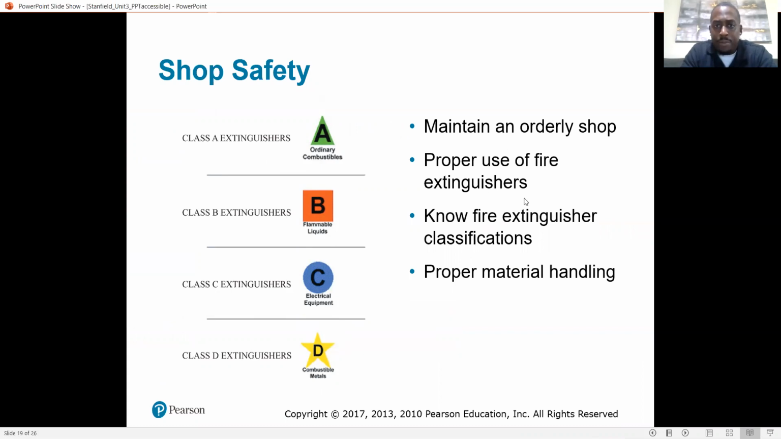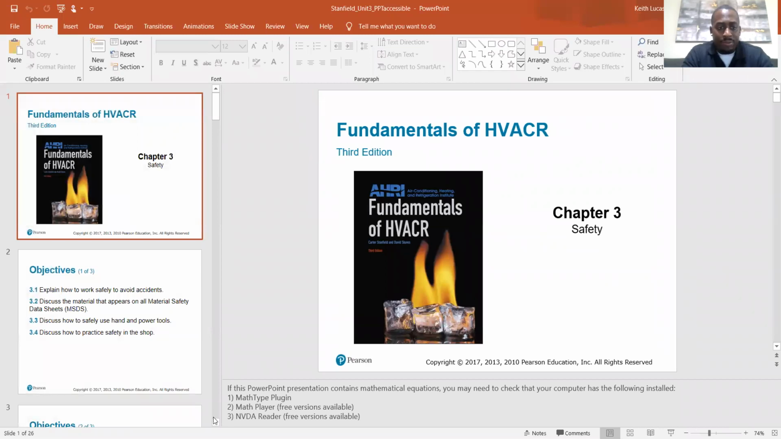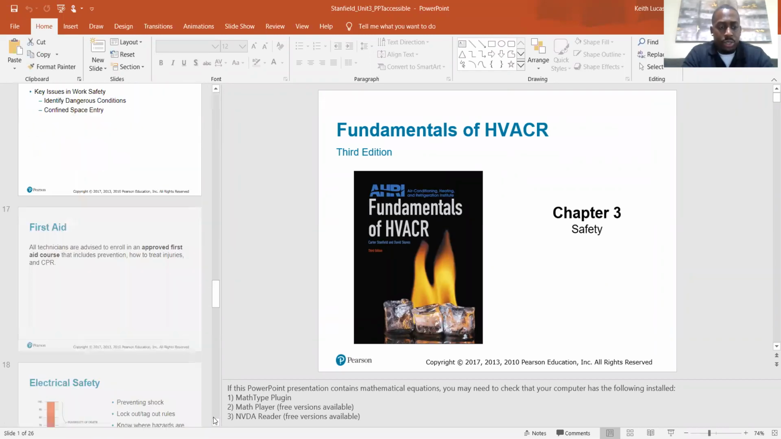Maintain an orderly shop, proper use of fire extinguishers. Okay, we kind of already went over that, but I just wanted to zoom in on that so you can see the different types of extinguishers.